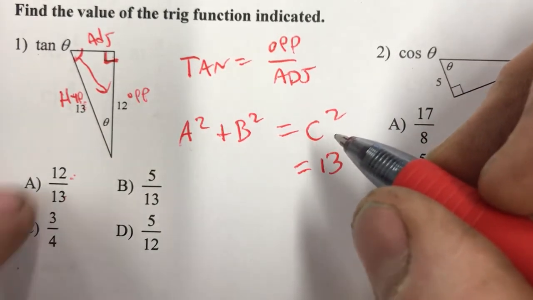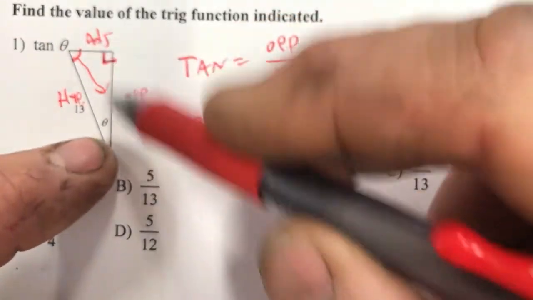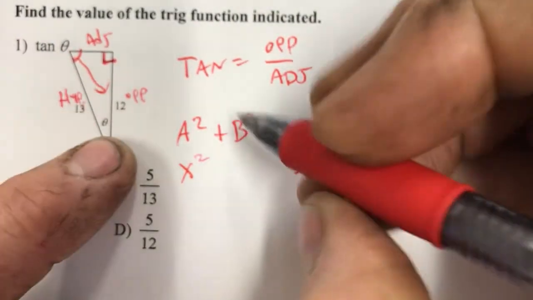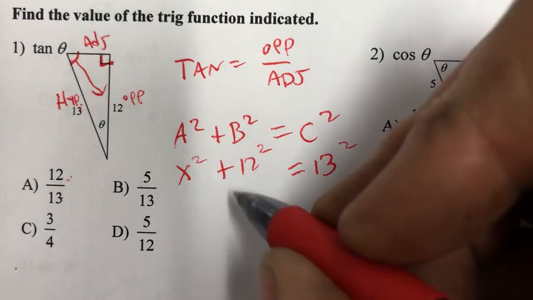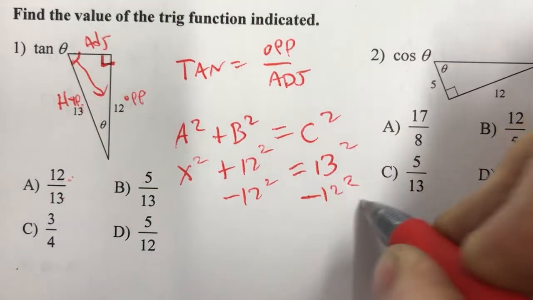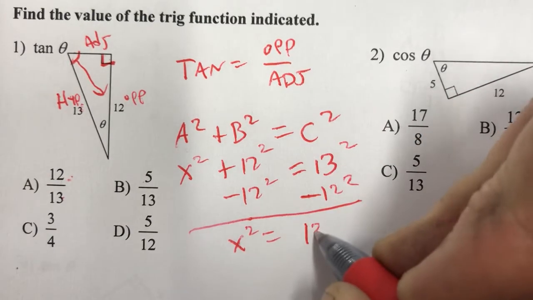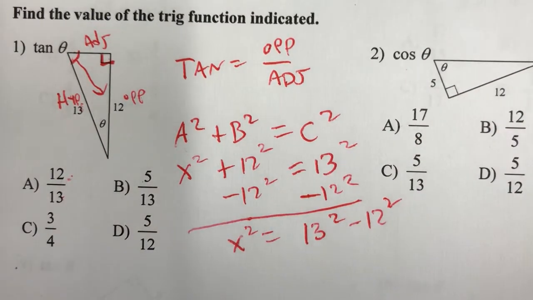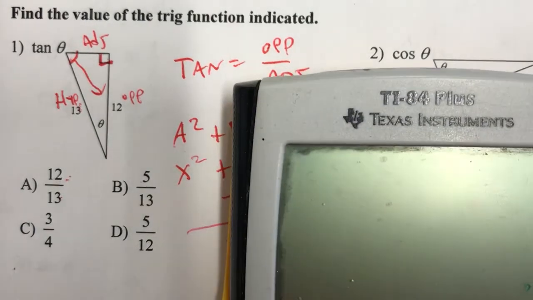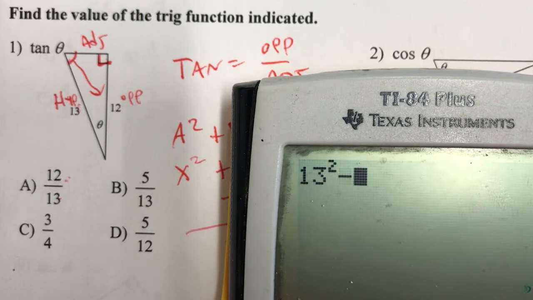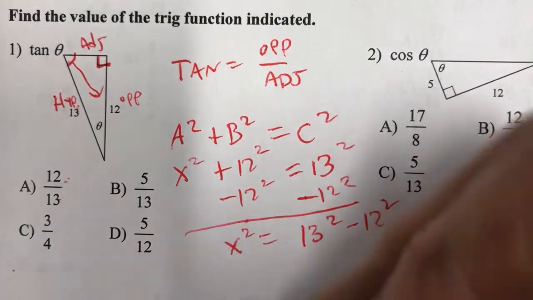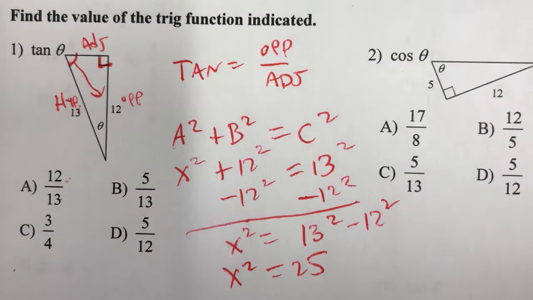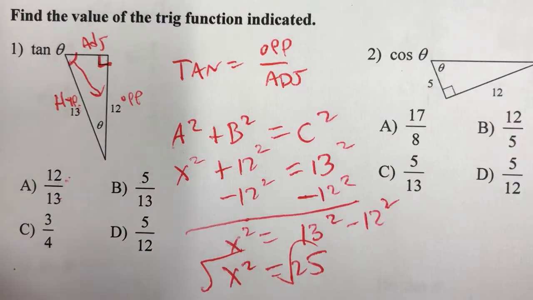Now, your A and B are these two here. We don't know this one, so we'll just put an X for that one. This is 12, so we'll put 12 squared there. Okay, so we're going to solve this. So I'll minus the 12 squared, which means x squared equals 13 squared minus 12 squared. And now I can just punch that in. So let me get my calculator here. 13 squared minus 12 squared. It's easier just to type it all at one time. So I got 25, so x squared is 25. Now do the square root. The square root of 25 is 5. So there you go. My adjacent up here is 5.